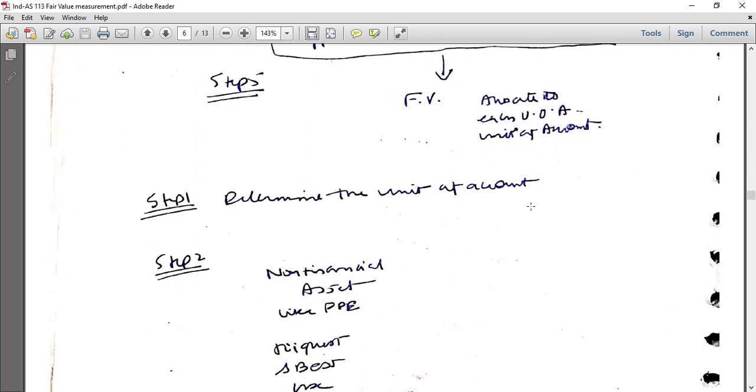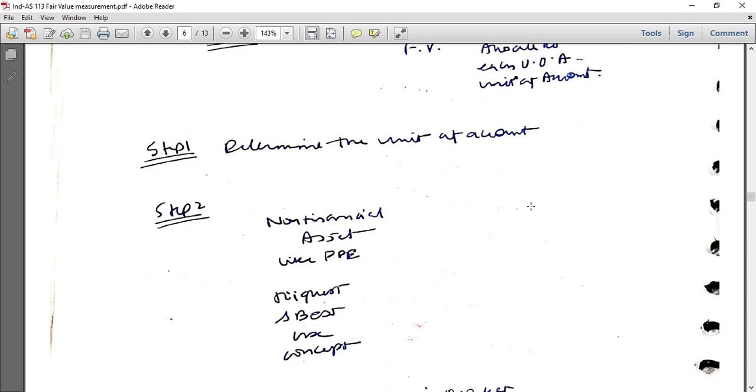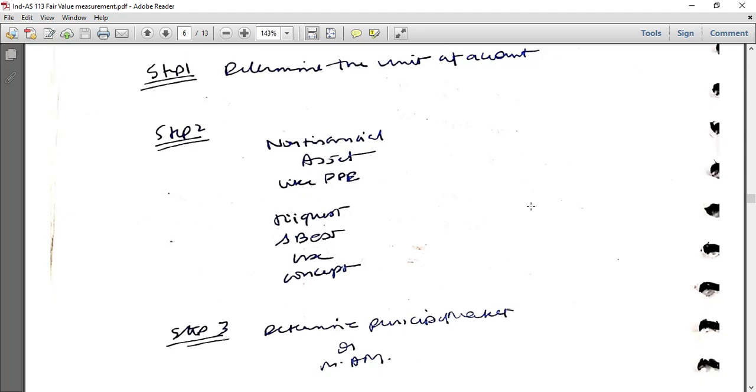Non-financial assets like PPE, highest and best use concept is to be used. Determine principal market or most advantageous market. Determine valuation. Income approach, market approach, cost approach, inputs, valuation technique L1, L2, L3. Unit of account: the level at which the asset or liability is aggregated or disaggregated for recognition purposes. It is a single asset or CGU or group of assets.